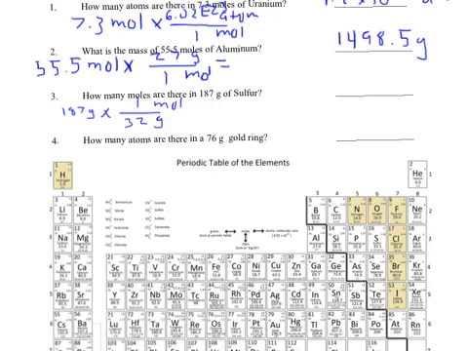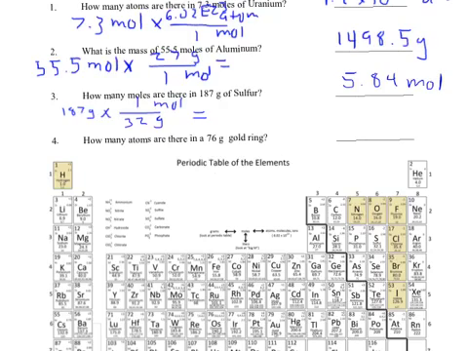And once you get what you want up above, you just put an equal sign. And you're simply going to say 187 times 1 divided by 32 equals. And when I do that, what I'm going to come up with is 5.84 moles.